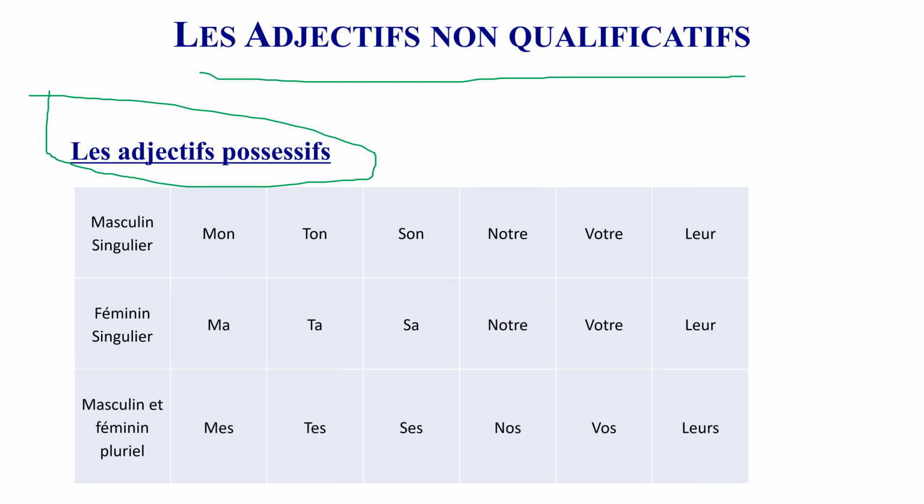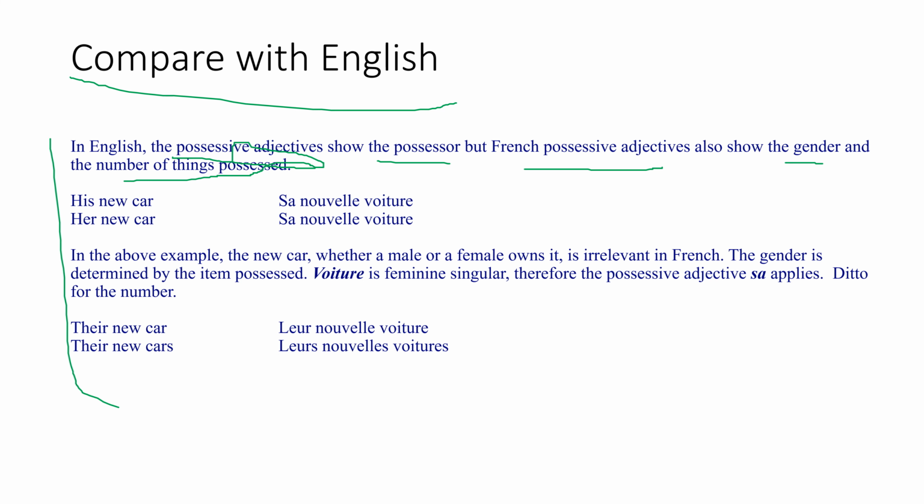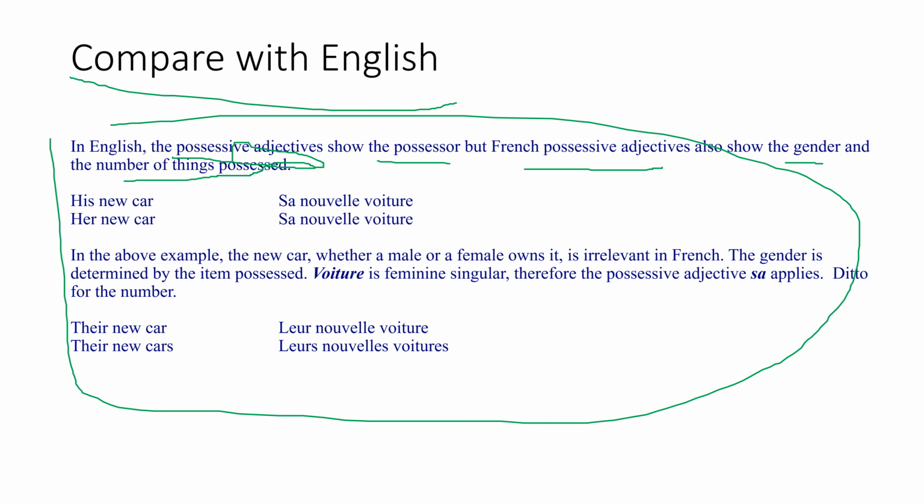possessive adjectives in English, and here is your list. I wanted to include that part here, how you compare the possessive with English. So the possessive adjectives in English show the possessor, okay? But the French possessive adjectives also show the gender and the number of the thing possessed. That's very important. One shows the possessor, the other one shows the thing possessed, gender and number. Have a look at that list here, okay?